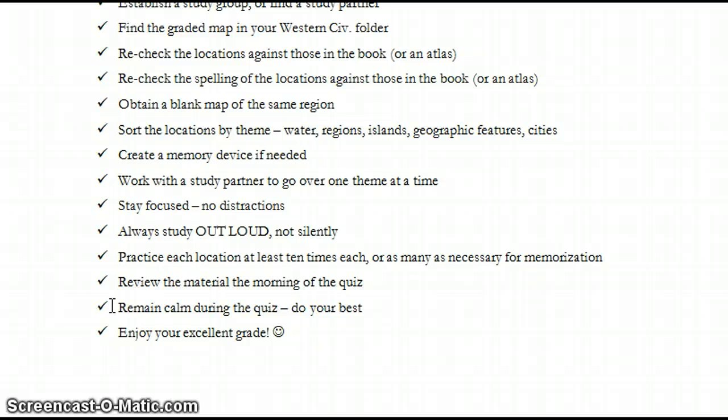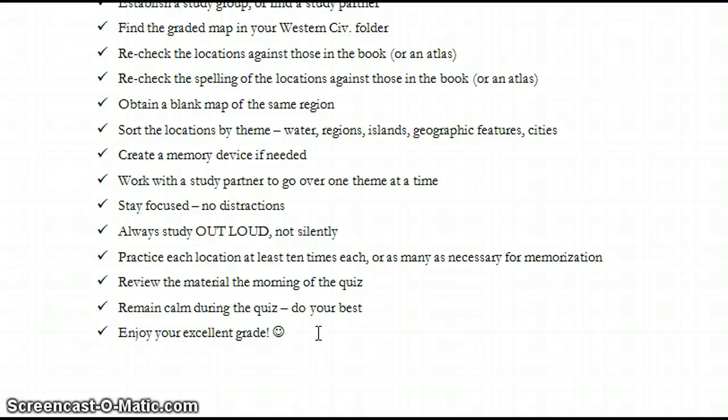Try to focus on the material during the quiz and ignore distractions. Your neighbors making noises, chairs making noises, and so forth. The pretty birds outside. And do your best work. Enjoy your excellent grade. Map quizzes are 20 points.